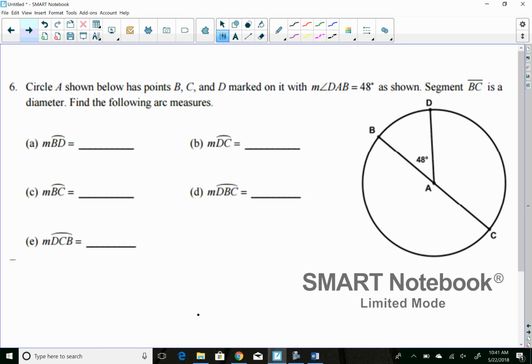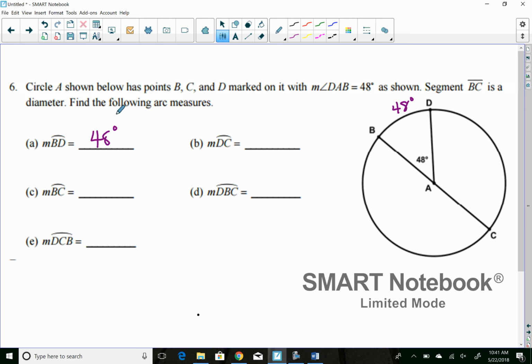The last question, we're actually going to finally start doing some numbers. So it asks us to find a bunch of different arcs in this diagram. It starts by giving us the central angle DAB, and it says to find arc BD. So since it's a central angle, I know central angles are equal to the arc. So then we can say 48 degrees is arc BD.